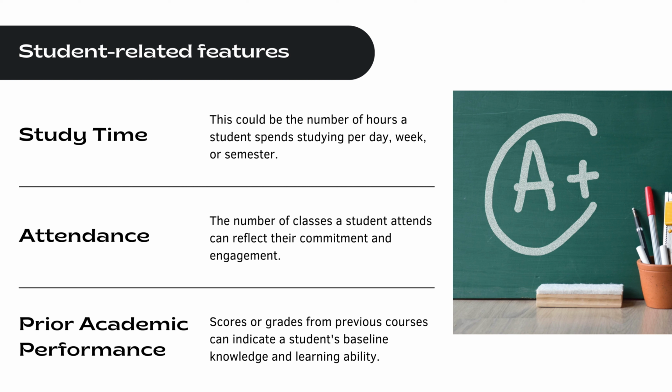For student related features, it could be study time, attendance, and prior academic performance. If you talk about each feature, study time could be the number of hours a student spends studying per day, week or semester. Attendance, the number of classes a student attends, can reflect their commitment and engagement in these courses. Prior academic performance, scores or grades from previous courses, can indicate a student's baseline knowledge and learning ability.